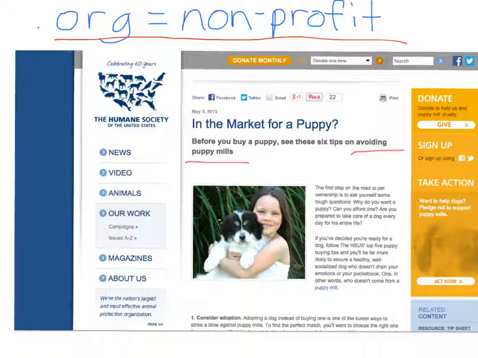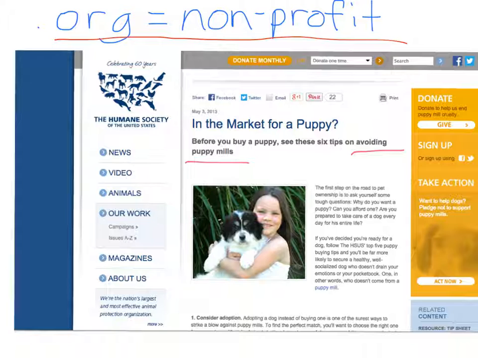And I'm not saying that not-for-profit agencies or organizations are bad. They do a lot of good work. We just have to realize that they have an agenda that they're trying to push. They have an idea that they want other people to believe in, and we need to understand what that is before we get information from them.